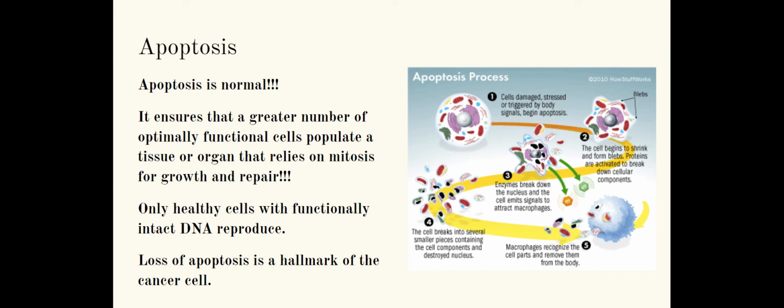Any cell that relies on mitosis for growth and repair, any organ or tissue, usually gets a lot of wear and tear. Think about your skin cells. They're constantly sloughing off. They need to be replaced. If you keep old skin cells around, eventually they're not going to function well. They're not going to be able to produce the proteins and the things that you need. So we want only healthy cells with functionally intact DNA to reproduce.